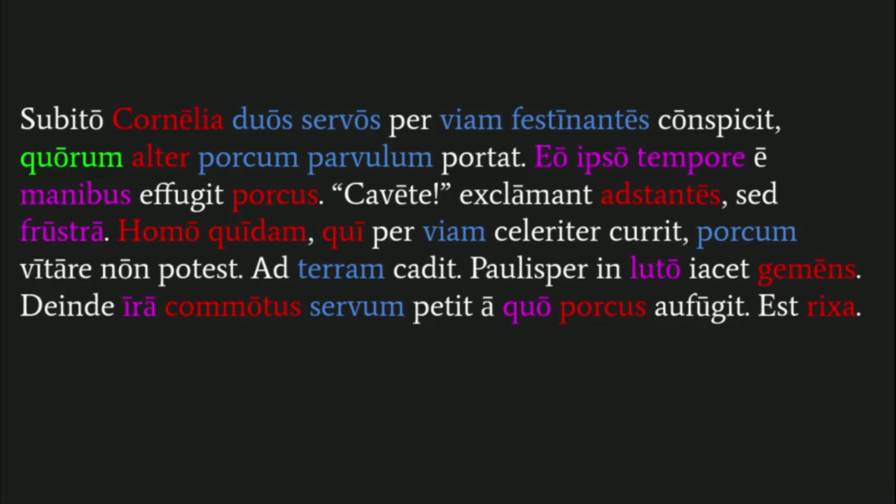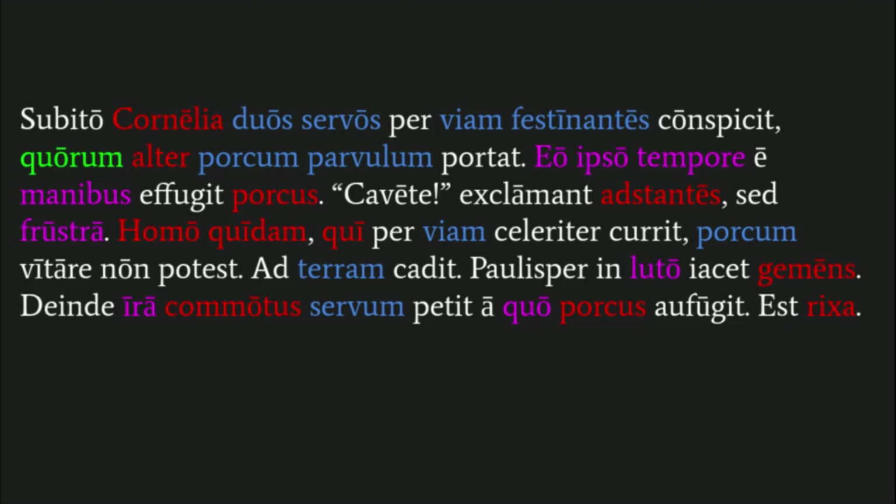He kind of either trips over the pig or he falls trying to avoid the pig, however you want to think of it. Polisper in luto jacet gemens. So for a short time, he lies. Jacet, by the way, is jacere, not jacere. So it's not talking about throwing, it's talking about lying down. So he lies for a short time in luto, in the mud. It's ablative because you're showing the position of where he is. He's just lying in the mud.